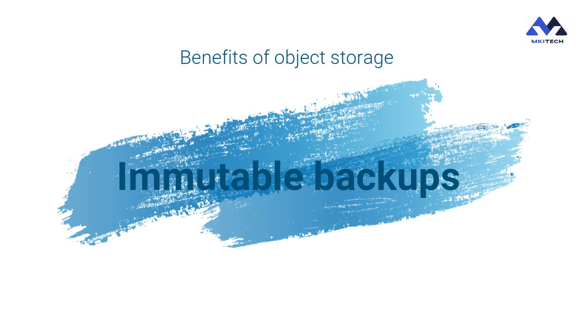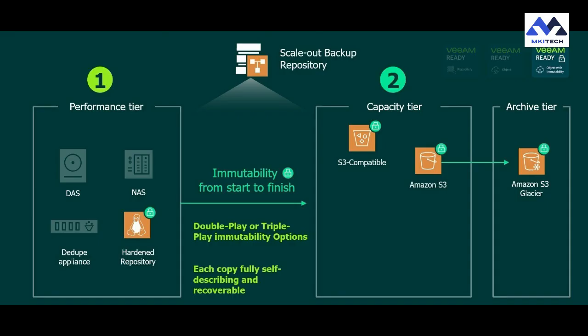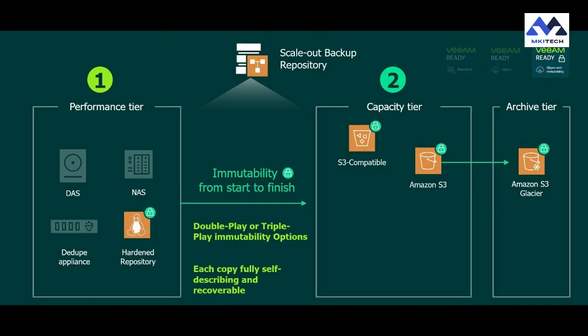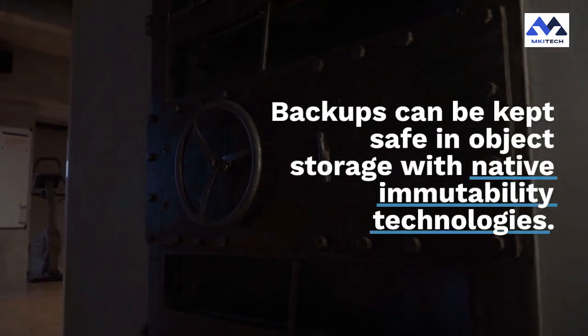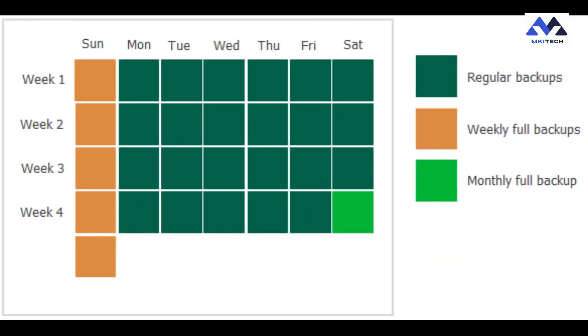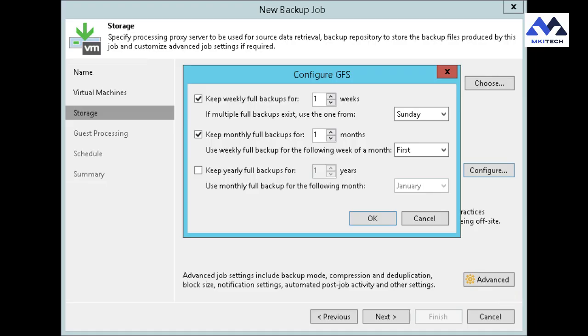Immutable, or you can call it unchangeable, backups. In order for us to understand this concept, we can simply say these backups are copies of files and data that cannot be altered or tampered with for a preset period of time. You can actually keep your backups safe in object storage with support for native immutability technologies provided by on-premises and cloud object storage vendors. Malicious actors will not be able to tamper with, encrypt or delete your recent backups for the specified number of days following their creation. GFS backups are automatically protected for the entire duration of the retention policy to satisfy compliance requirements.